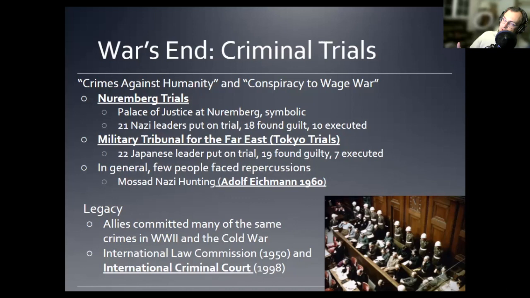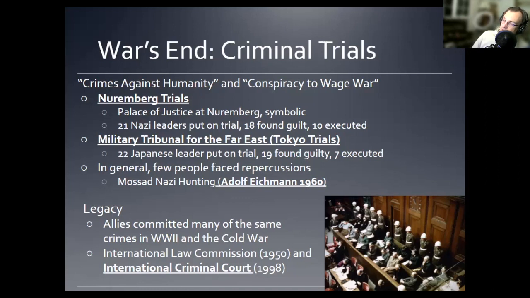But representatives from the 4 major Allied powers, the British, the French, the Americans, and the Soviets, came together and, using a modified version of English common law, created the Nuremberg Protocols, of which they could charge Nazi leaders with 8 charges, which included, most infamously, crimes against humanity and conspiracy to wage war.